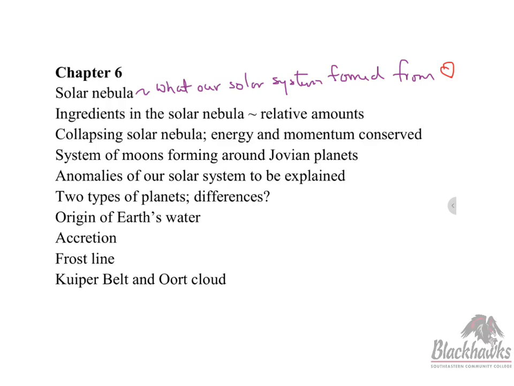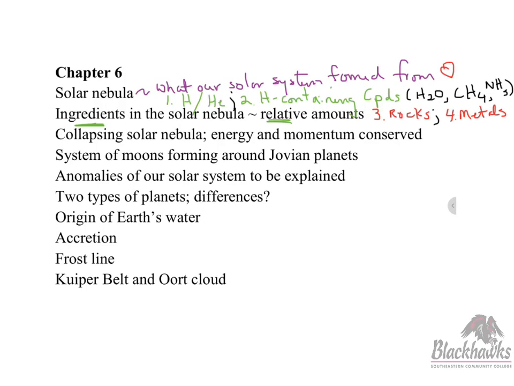So the solar nebula is what our solar system was formed from. And kind of related to that, I have it in green and then red, the solar nebula before the sun was there, before our planet was formed. What it was, we said it had four things in it. It had hydrogen and helium, that was most of it. Then it had water, methane, and ammonia, hydrogen-containing compounds. And then it had rocks and metals. The third and fourth were least abundant.